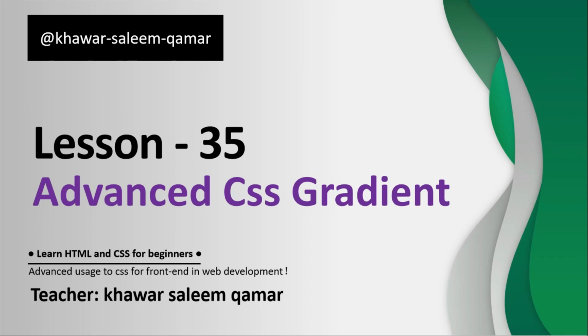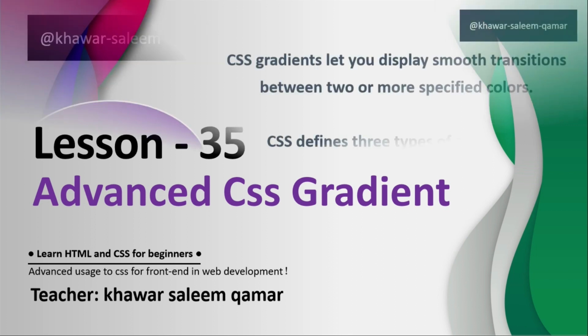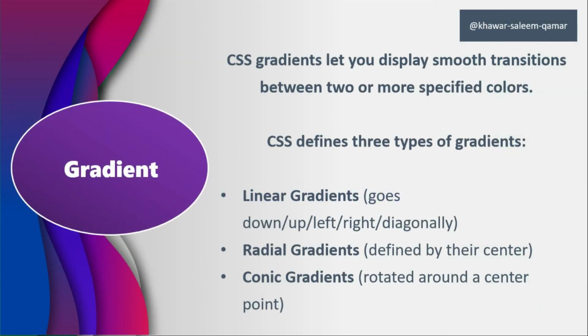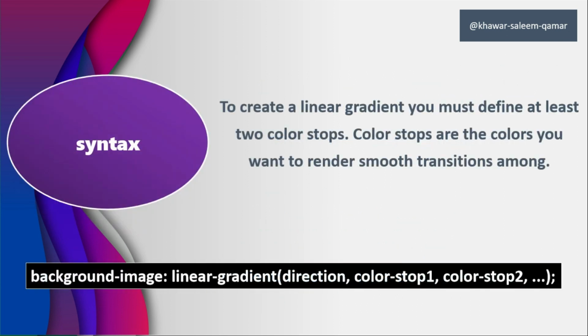So hi there, welcome to this channel, and today in this video we are going to learn about advanced CSS gradient. Actually, in CSS gradient is used to display a smooth transition between two specified colors. There are actually three types of gradients in CSS: linear gradient, radial gradient, and the conic gradient.